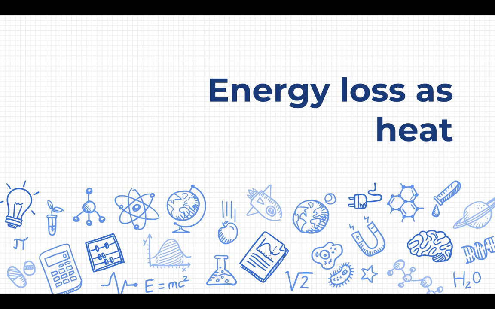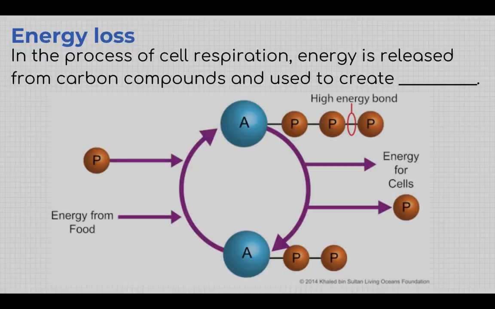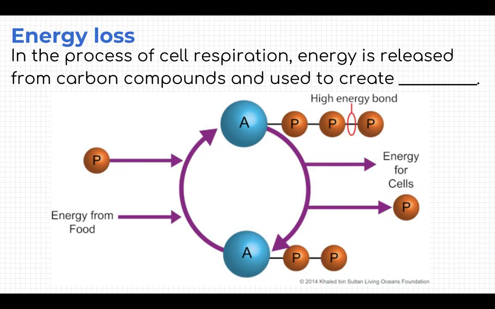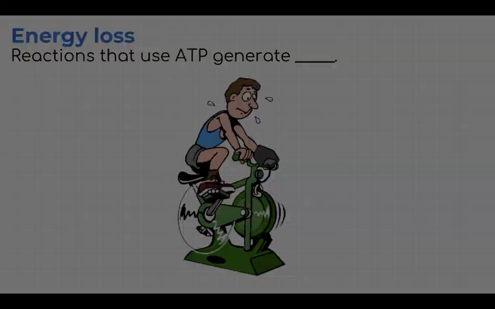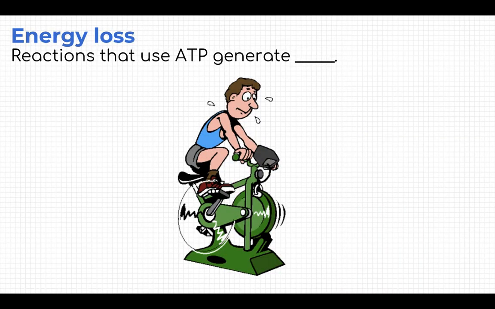We talked about this in our last lesson, so I'm not going to talk about it too much, but please make a section header. In the process of cell respiration, energy is released from carbon compounds and used to create, of course, I know you know the answer, ATP. And reactions that use ATP generate heat.